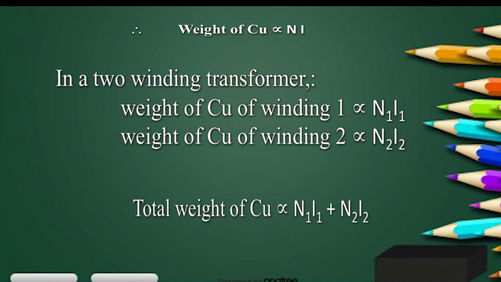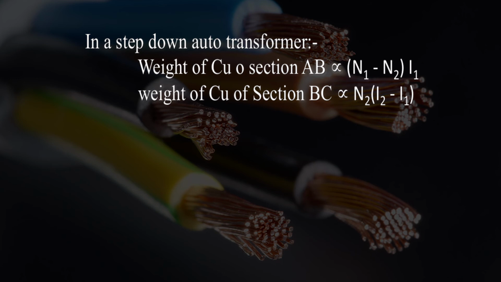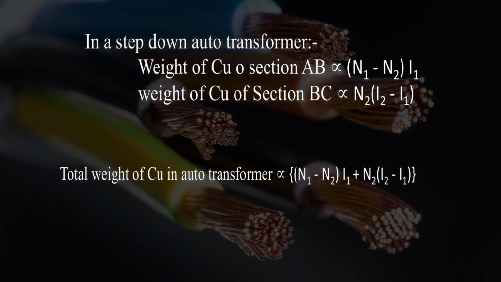So the total weight of the copper in the case of a two winding transformer is proportional to N1I1 plus N2I2. In the case of a step down auto transformer, the weight of the copper in section AB is proportional to (N1 minus N2) into I1, and the weight of the copper in section BC is directly proportional to N2 multiplied by (I2 minus I1). So the total weight of the copper in the case of an auto transformer is directly proportional to (N1 minus N2) into I1 plus N2 multiplied by (I2 minus I1).